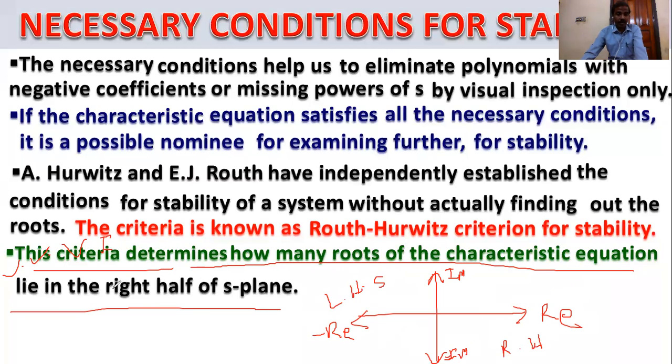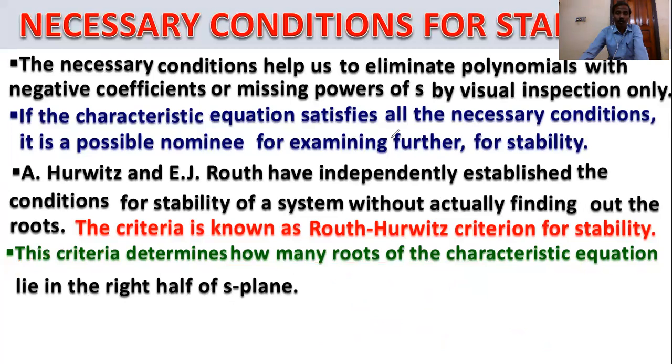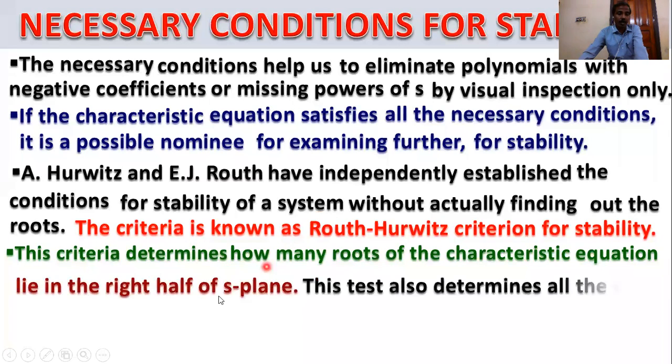This criterion determines how many roots of the characteristic equation lie in the right half of the S plane. If all the roots are on the left-hand side, then the system will be stable. But if any are on the right-hand side, it is not stable. So this is very important.